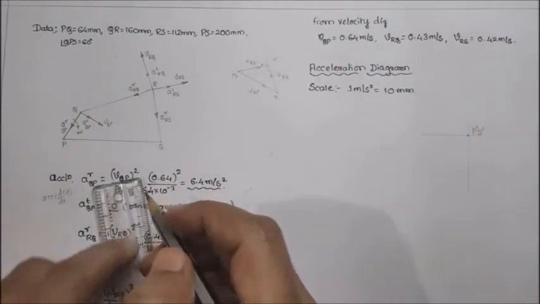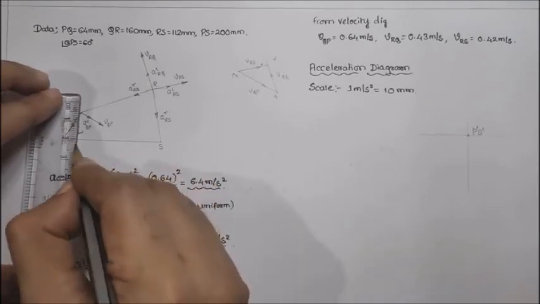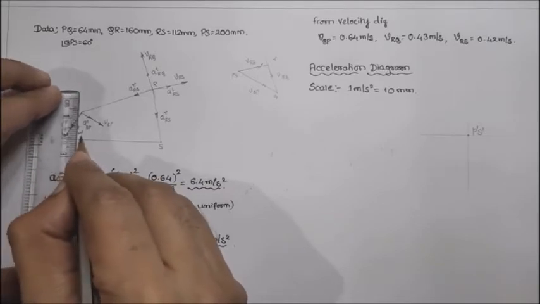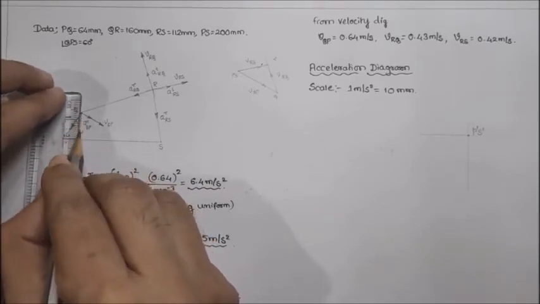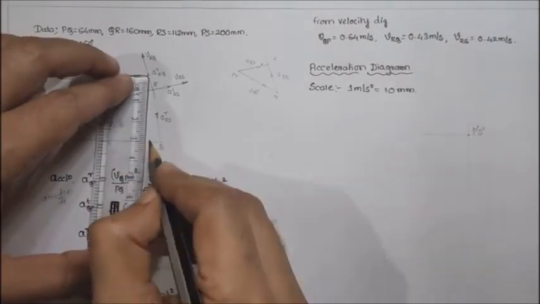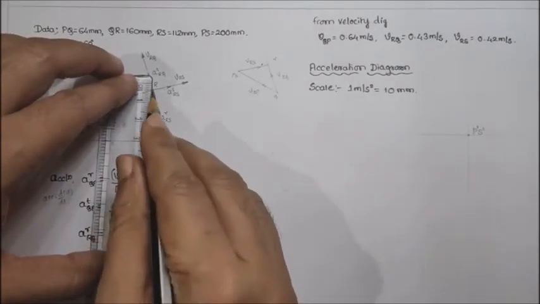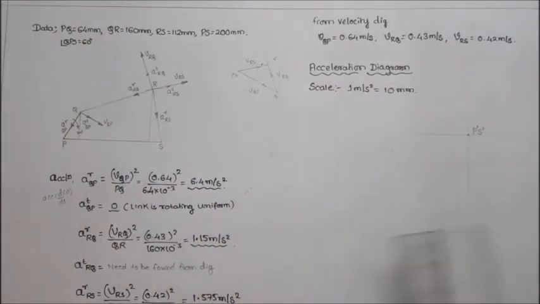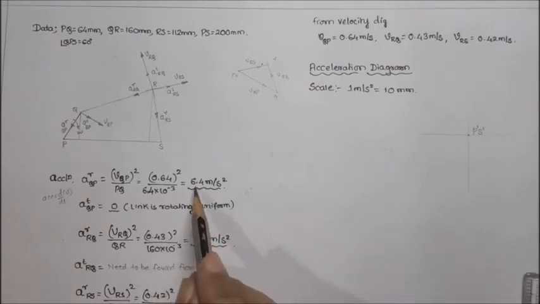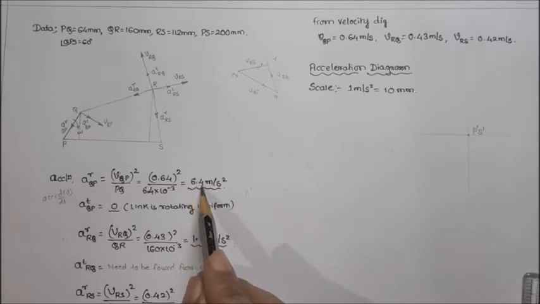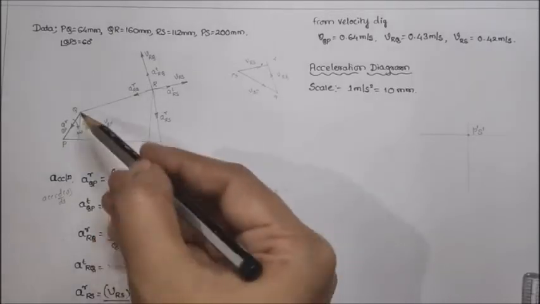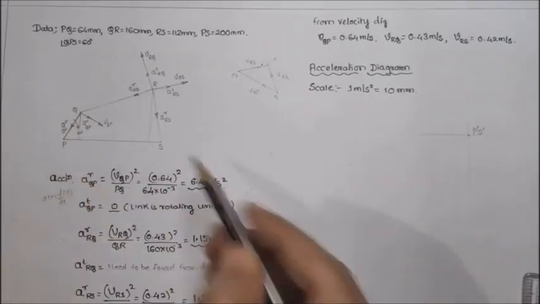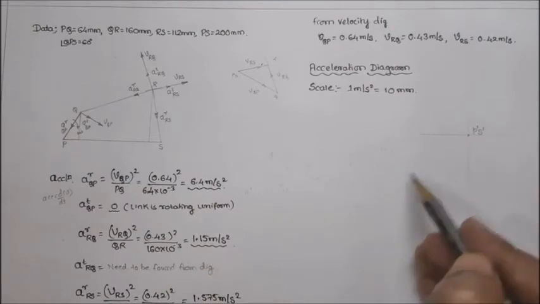Then here also for our convenience, I am drawing a perpendicular line with PC as a base but passing through Q point. Similarly, it passes through this particular point, just for our reference. Now, the first component which we have to draw is 6.4 meter per second square. In which direction is it? It is in the downward direction. So we know this direction and we know this magnitude. So let's start with this one.